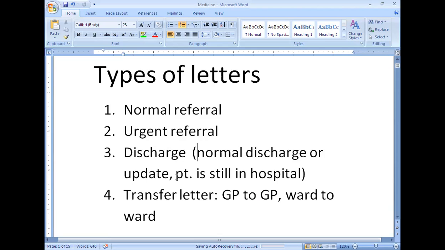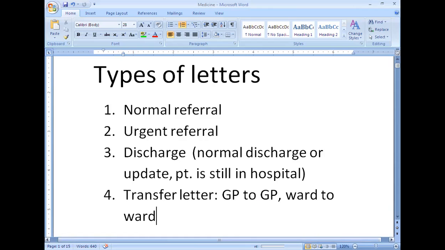I also included here one type of letter, where the patient is still in the hospital and you are writing this letter to update the GP of this patient. This is mostly like a discharge letter, but it is not a typical discharge. And number four is transfer letter, mostly from one ward to another ward, from one GP to another GP, from one community nurse to another community nurse. This is transfer letter.